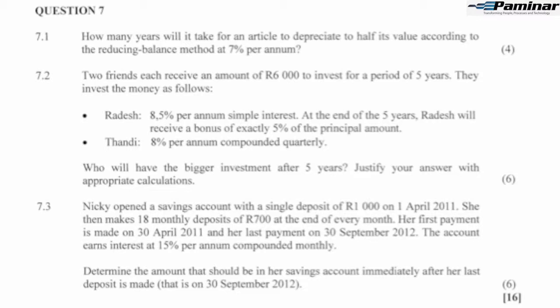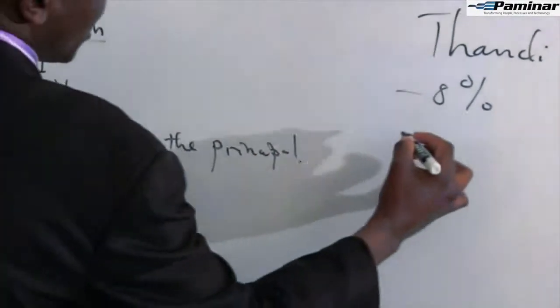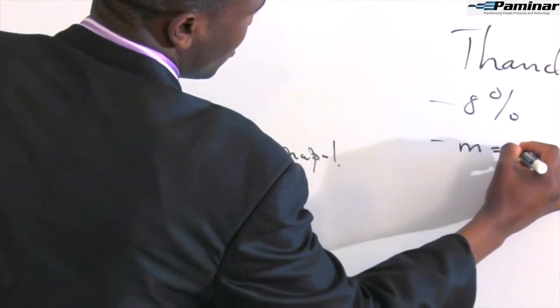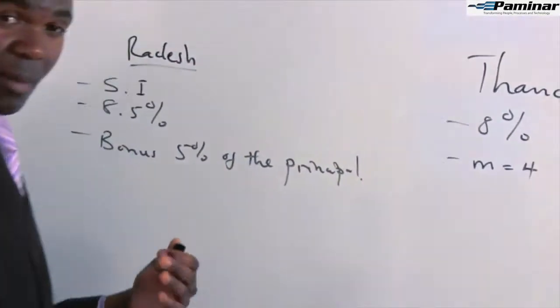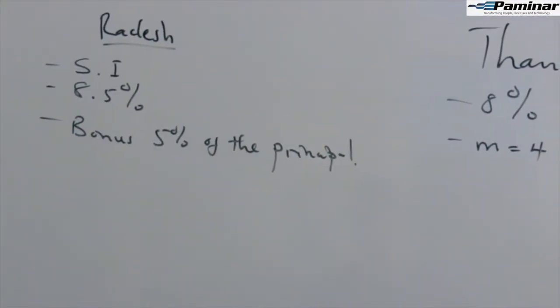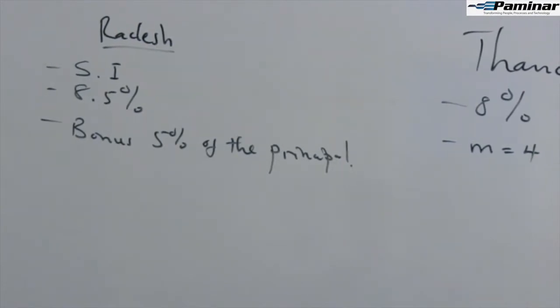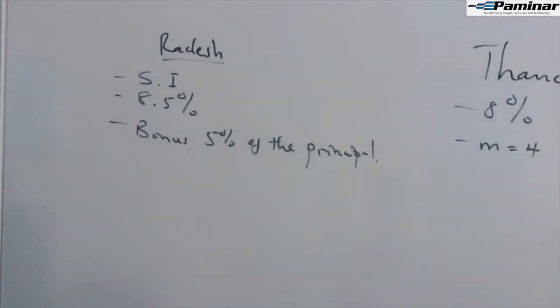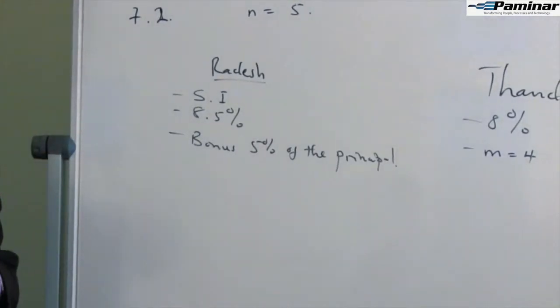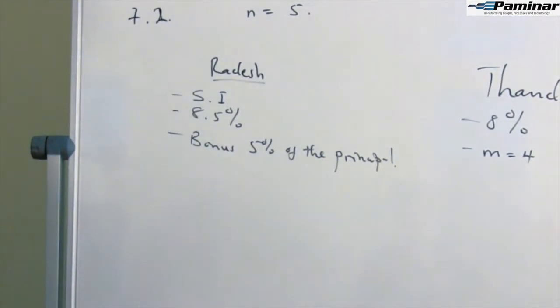He's going to invest it at 8% per annum, compounded quarterly. Okay? Quarterly compounded. So M is what? 4, the number of times interest is compounded. It's quarterly, so it's 4, right? Now, we are told who will have the bigger investment after 5 years. So what are we looking for here? We are looking for future value.